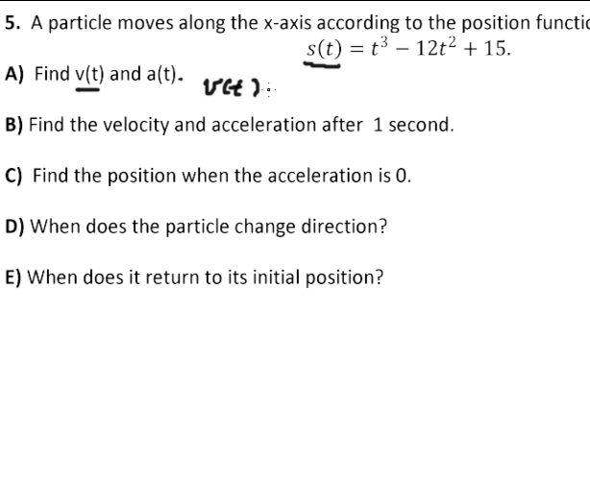So we have v of t is equal to 3t squared minus 24t, and that's it. The derivative of a constant is 0. So this is the velocity function. Now a of t, the acceleration, is the derivative of velocity. So a of t is equal to 6t, the derivative of 3t squared, 6t, minus 24.